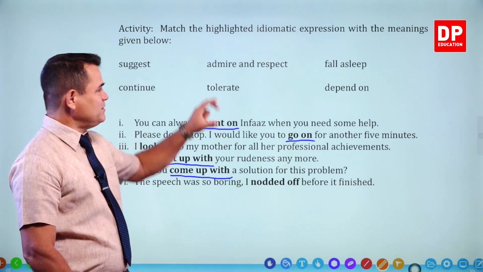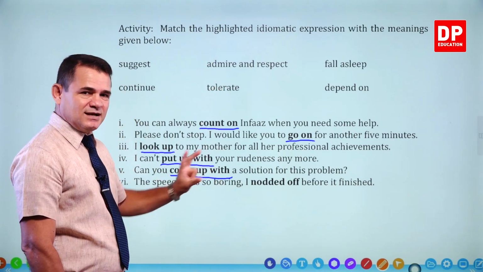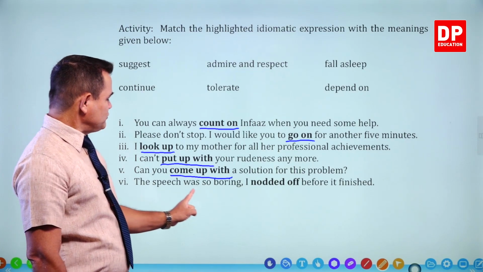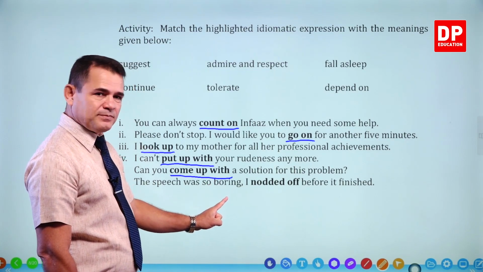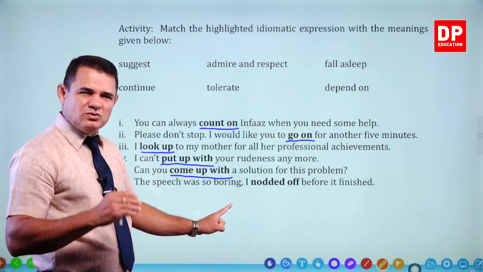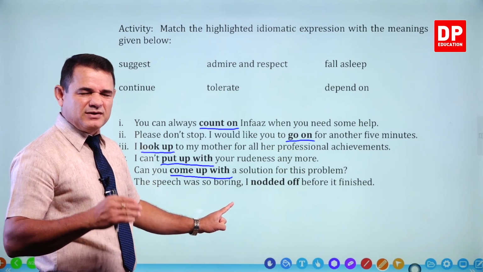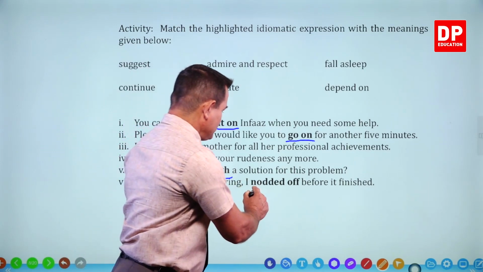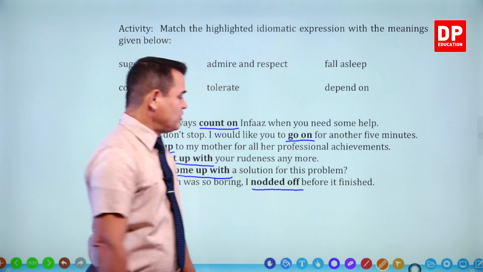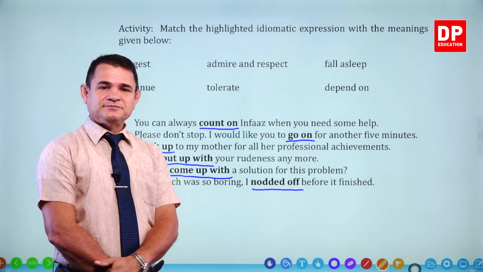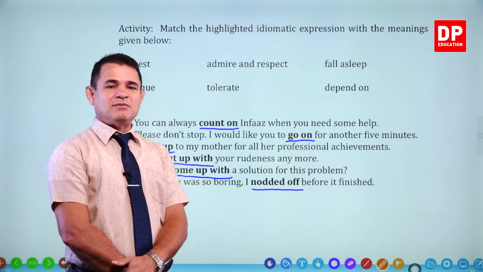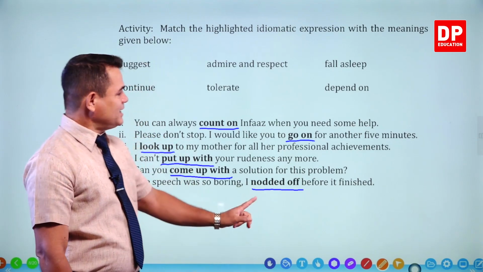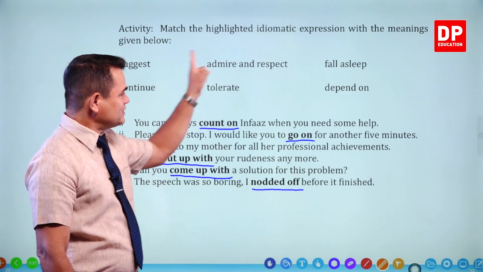Now I gave you the meaning of these words and these sentences also. Now you try. The speech was so boring. It was so boring, tiring to listen to. I nodded off. I nodded off before it finished. I fell asleep. So which word gives that meaning?